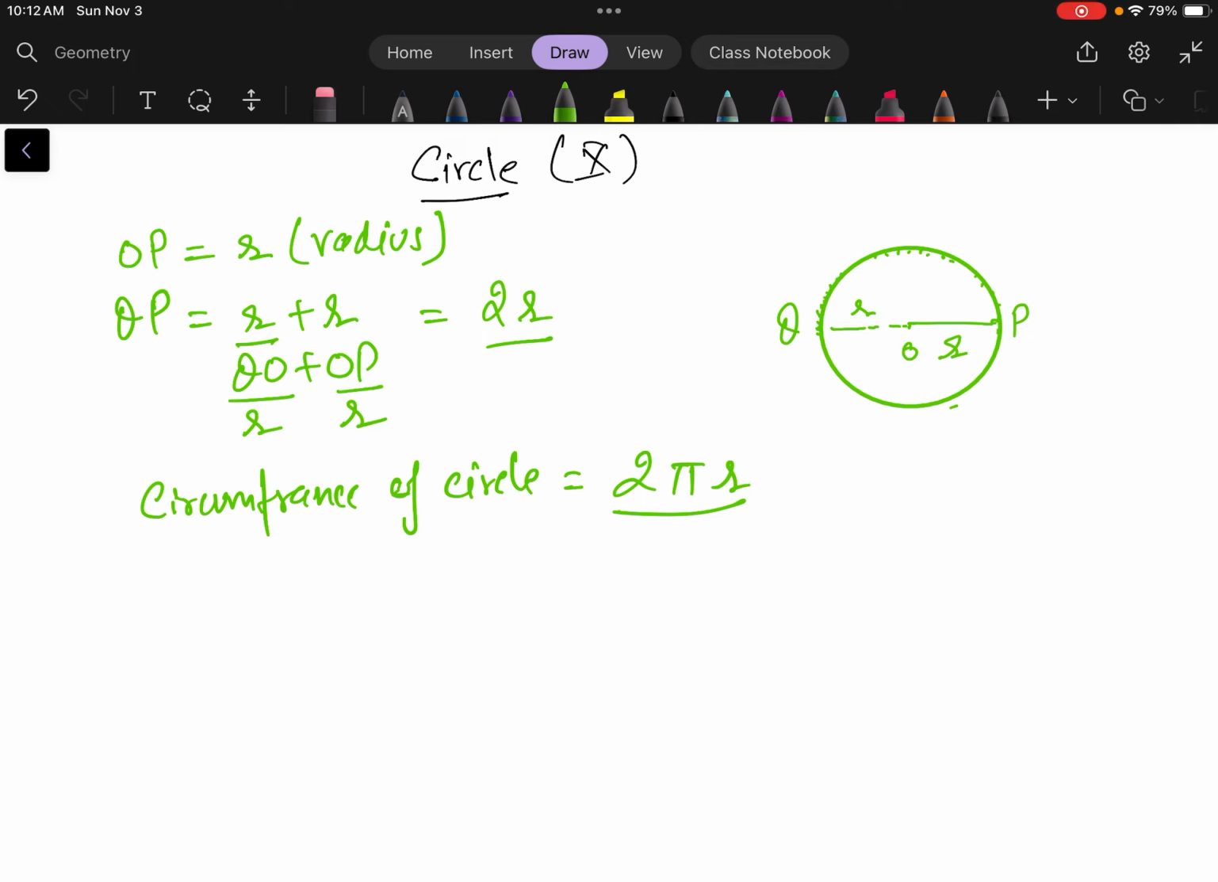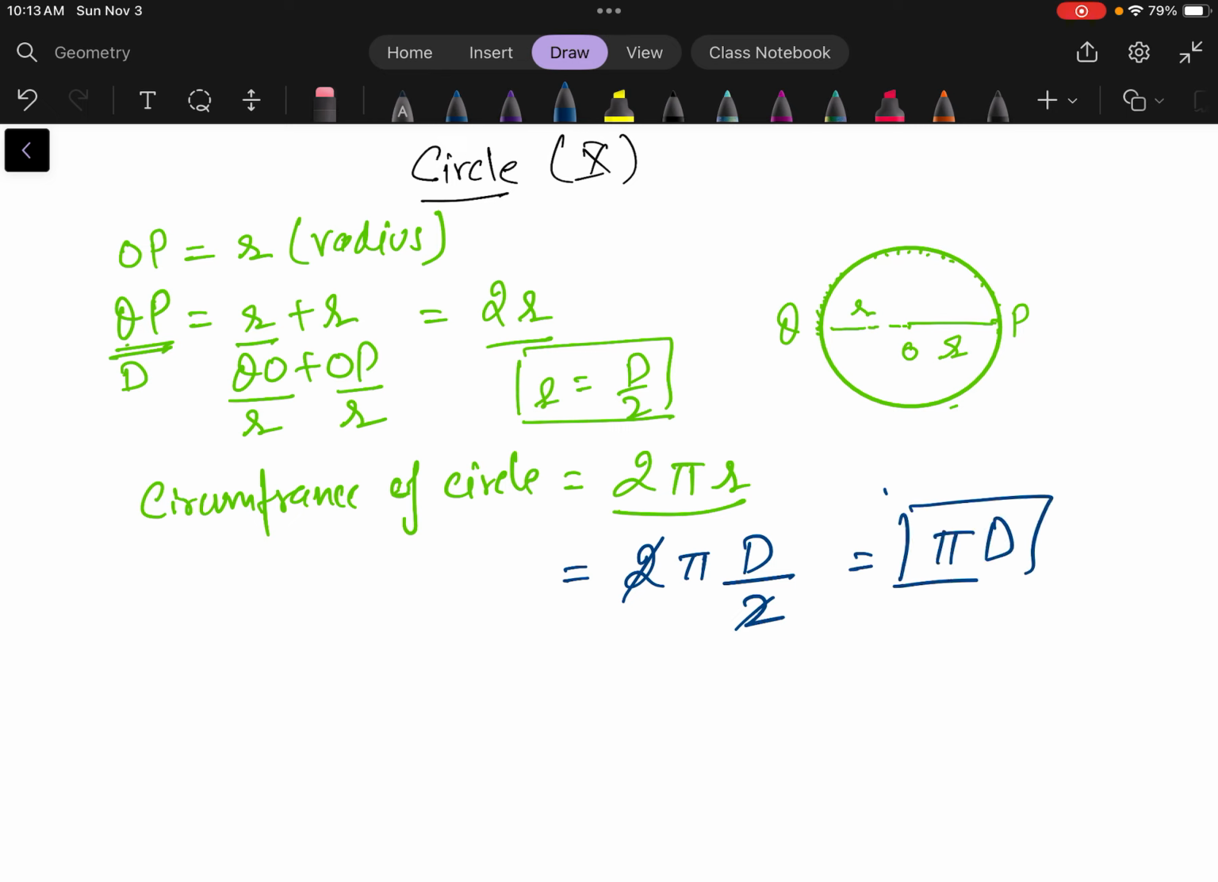So this is in the form of r. Let's assume this QP is the diameter. So diameter is equal to 2r. Now I want to compute in the form of d. So r is equal to d by 2. We can write it like this. So we write 2 pi d by 2. The 2 will cancel, so this is equal to pi d. This is the circumference in the form of diameter.